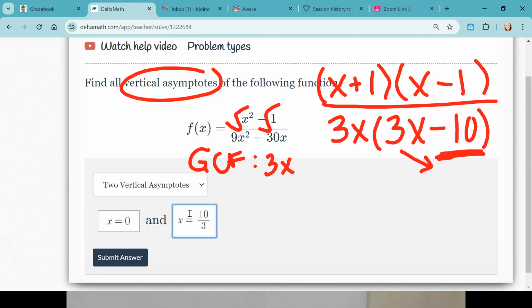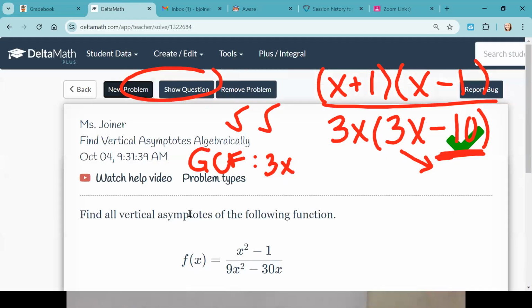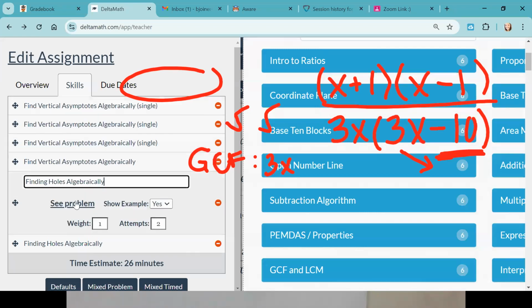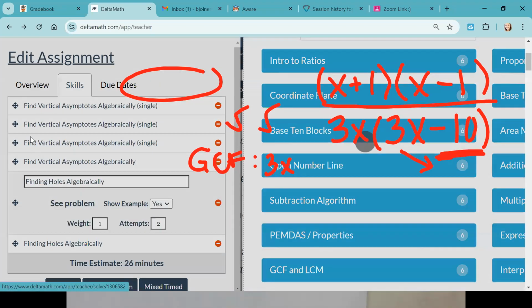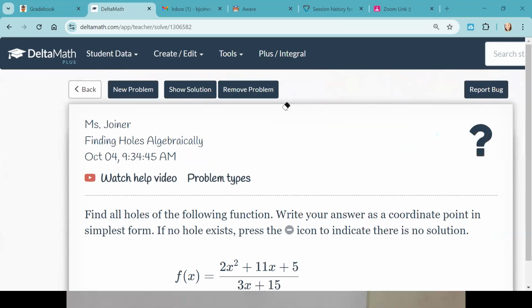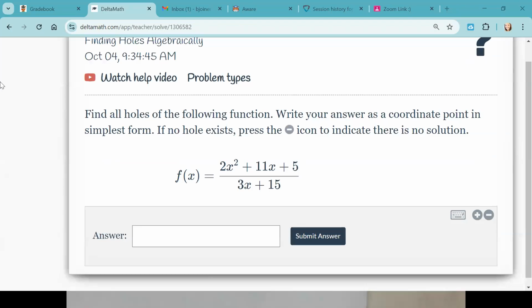So go ahead and submit that one. Then I want you to skip ahead to the first of the holes. Okay, to the first question that has holes. Okay, which is second from the bottom. Okay, so you're only finding holes in this section. Okay, but you are going to have to factor.